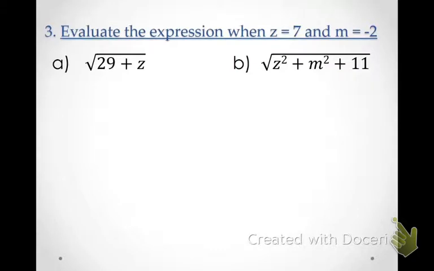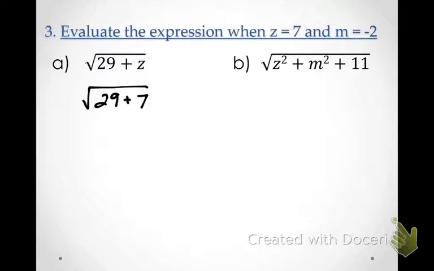Okay, so this is telling us to evaluate the expression when z equals 7 and m equals negative 2. If you remember, we started doing this at the very beginning of the year where I would say plug it in, plug it in. So you're making a substitution. Instead of putting 29 plus z, what does z equal? 7. So we're just going to plug it in instead. I'm going to keep writing each of my steps out. 29, instead of plus z, it's going to be plus 7.